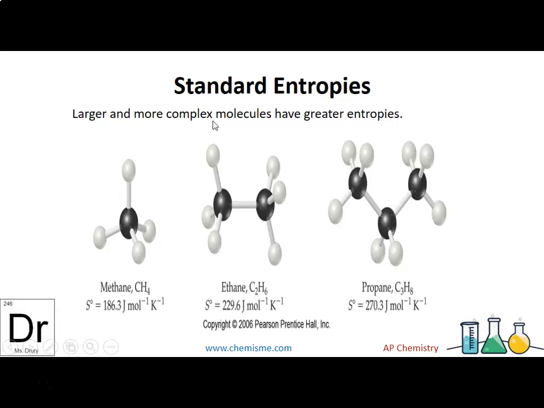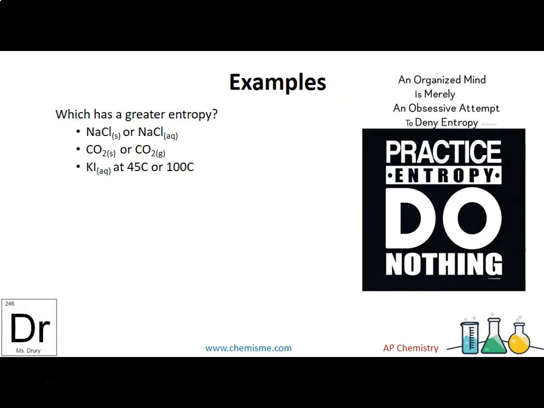So here's an example of that. CH4 has an entropy value of 186, ethane is 229, and propane is 270 because they have more particles in there, so there's more ways that we can rotate those molecules that they interact with each other. And so the entropy is increasing as you get more complex.